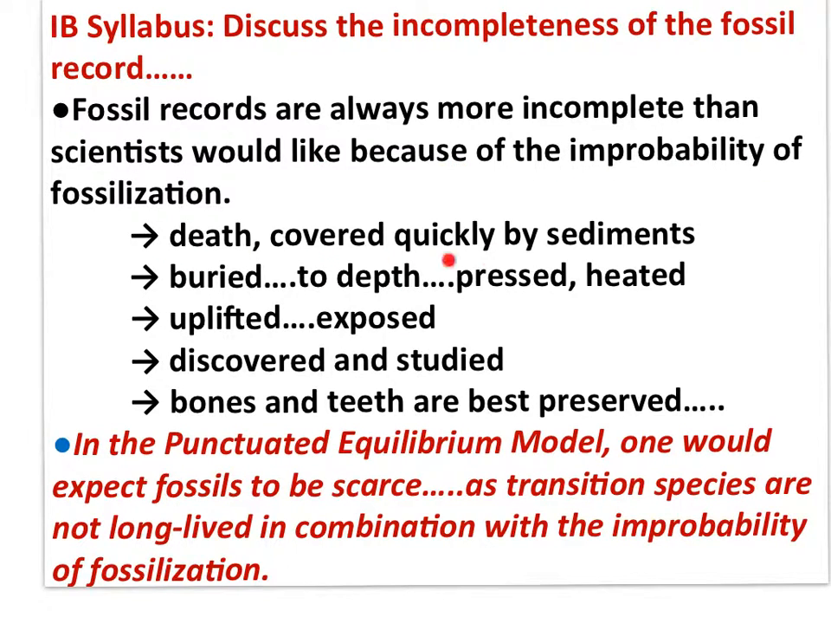Fossilization requires death covered quickly by sediments, buried to depth, pressed and heated, then uplifted and exposed, discovered and studied by knowledgeable people, and only certain parts of the body are preserved while others are lost. In the punctuated equilibrium model, one would expect fossils to be scarce, as the transition species are not long-lived, in combination with the improbability of fossilization.